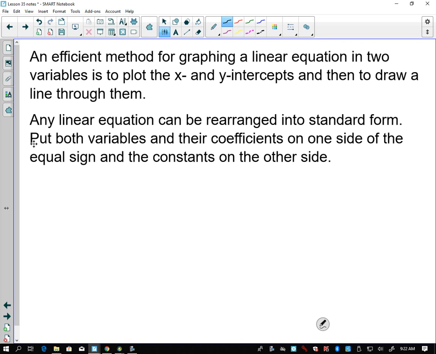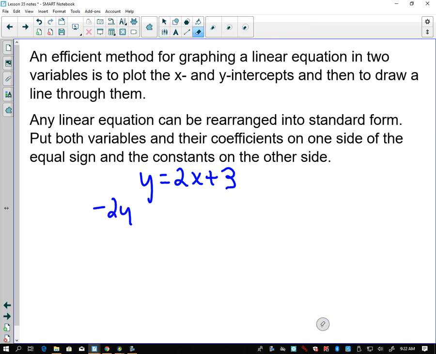Any linear equation can be arranged into standard form, putting both variables and the coefficients on one side of the equal sign and the constants on the other. So where we had y equals 2x plus 3, we could very easily make this negative 2x plus y equals 3, or even y minus 2x equals 3.